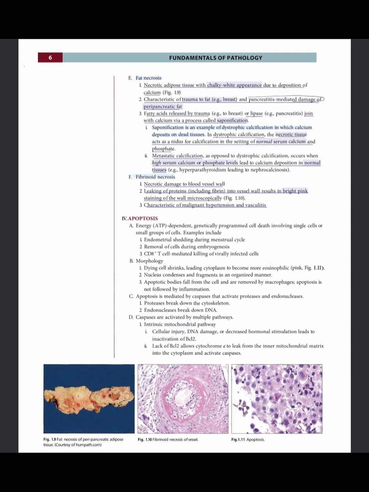Morphology. The dying cell shrinks, leading the cytoplasm to become more eosinophilic. Here we have a picture of apoptosis. The nucleus condenses and fragments in an organized manner. Apoptotic bodies fall from the cell and are removed by macrophages. Apoptosis is not followed by inflammation.